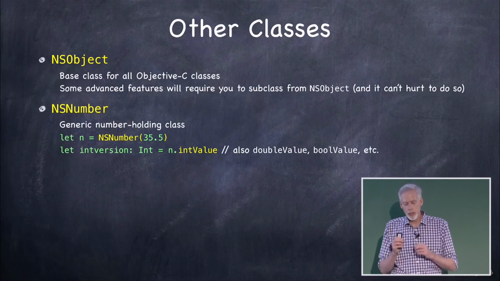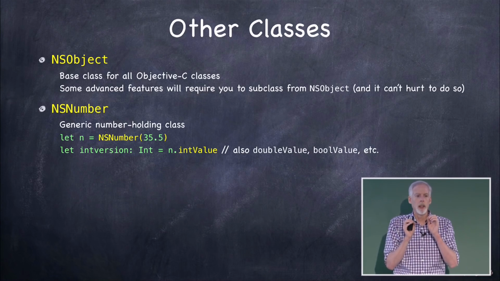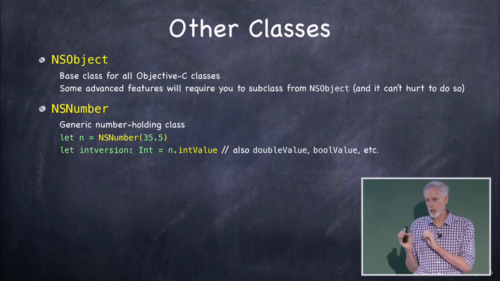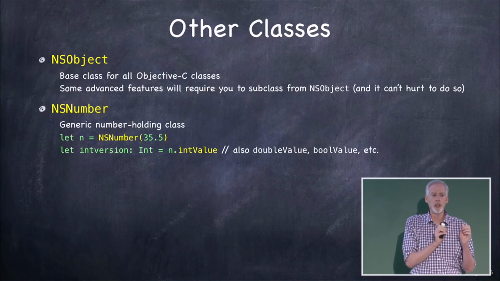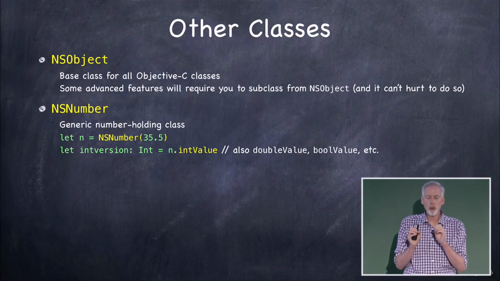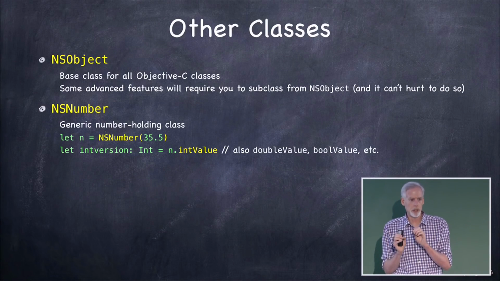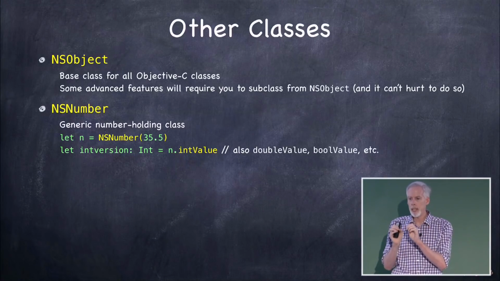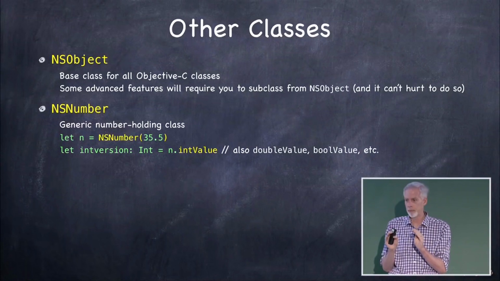NSNumber, okay? In Objective-C, structs are not like structs in Swift. They're not this nice value type semantic thing. Structs are more like C structs. So double and int, string, array, dictionary. In Objective-C, these are classes. Oh, sorry. Array and dictionary are classes. Double and int are C double and int, not even objects.